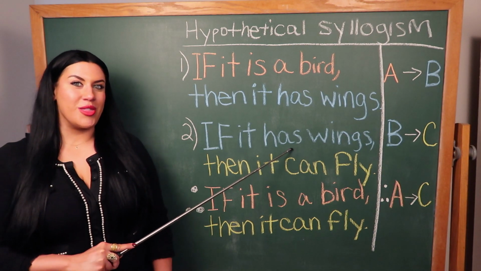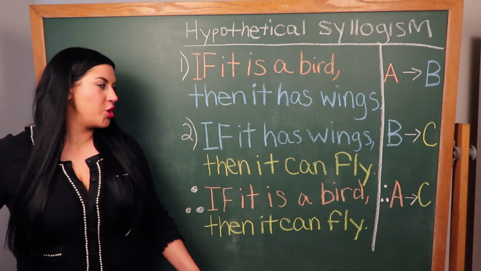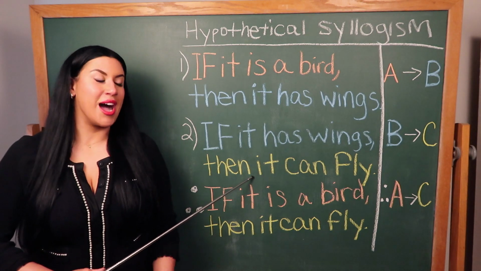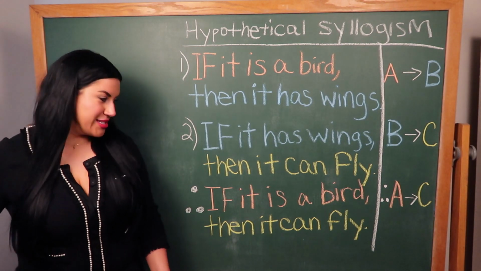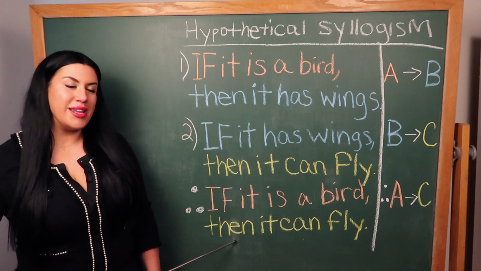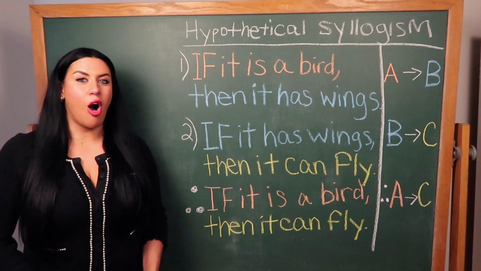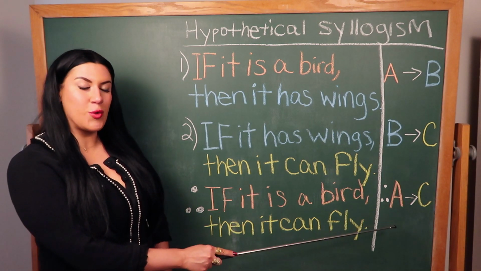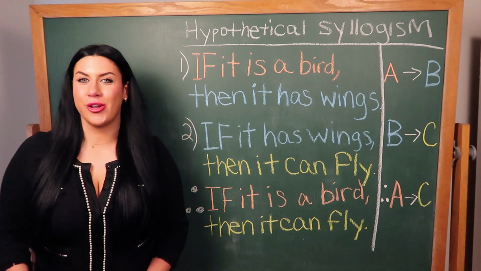B is now the antecedent because it is the "if" portion of the conditional, and the yellow is C. C is the consequent. The ultimate conclusion of the argument is that if it is a bird, then it can fly. Since these premises all properly correspond to the colors in this formula, right off the bat, this is a valid argument.